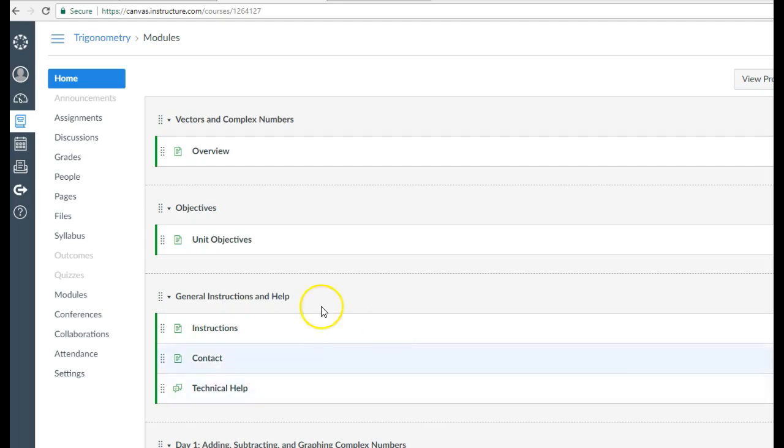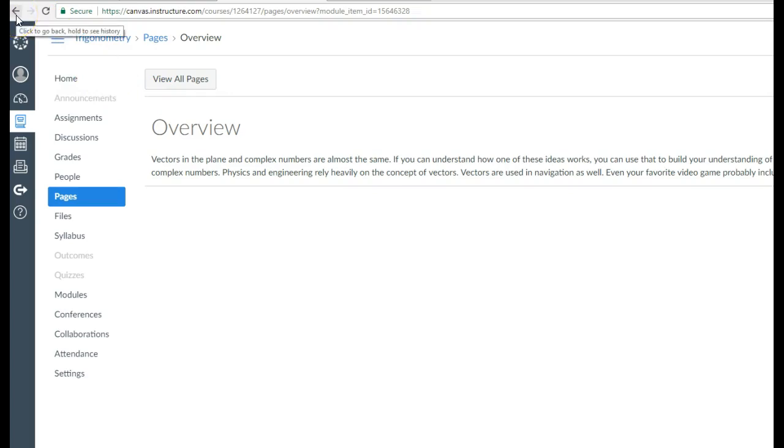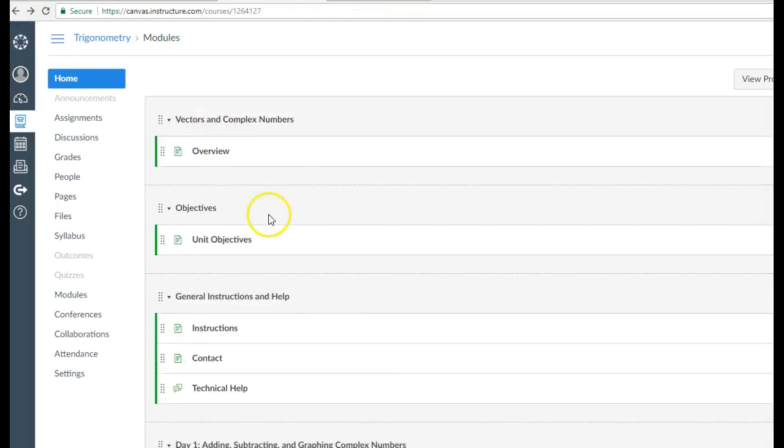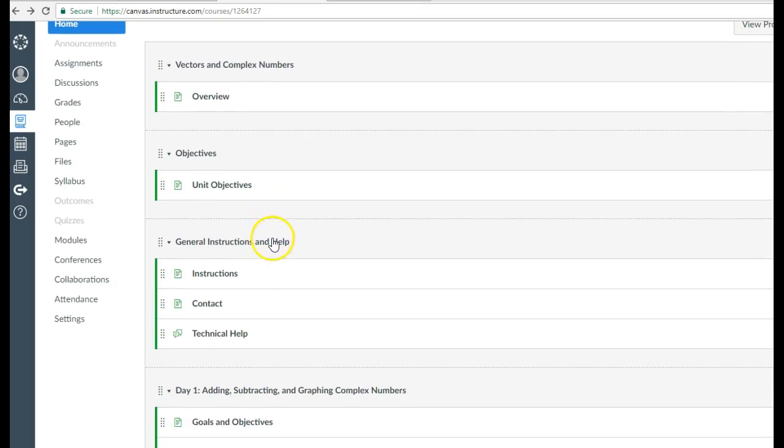Okay, so here you see the overview. It's called Vectors and Complex Numbers. I give a little verbal overview to the students. They can read through this. I give unit objectives next. There's a section for general instructions and help. This was added at the suggestion of some students who previewed the course for me.